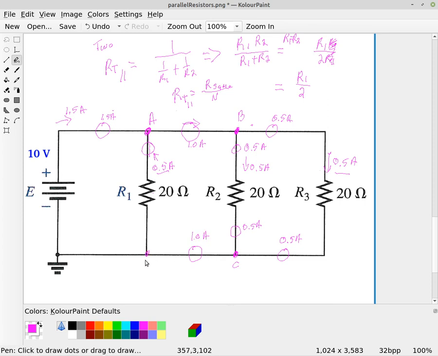And if we call this point D here, okay, below R1, of course, there's half an ampere coming down through here. But at point D, to the left of point D, now we're back to 1.5 ampere.